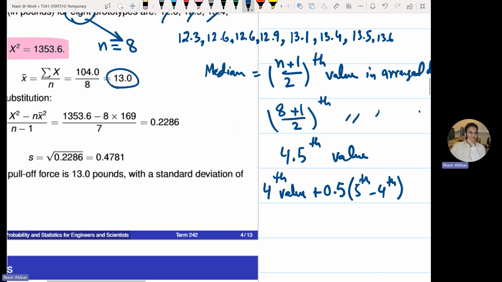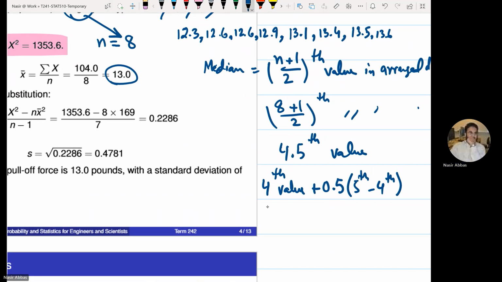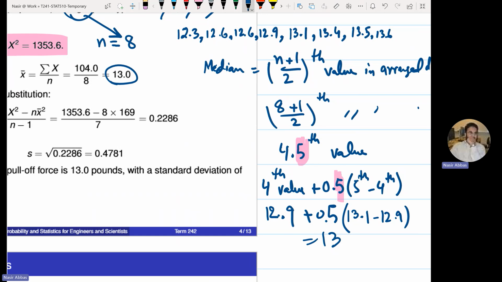So just go to the 4th value. What is the 4th value? 12.9 plus 0.5. What is 0.5? 0.5 is this 0.5. 0.5 times what is the 5th value? Minus 12.9. So this will be, I think 13, is it? Yes. Yeah. So the median of this data is 13.